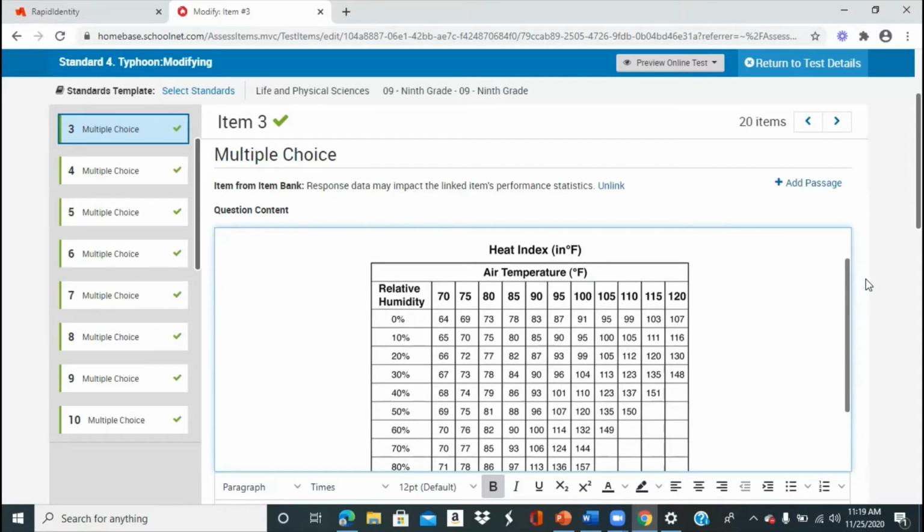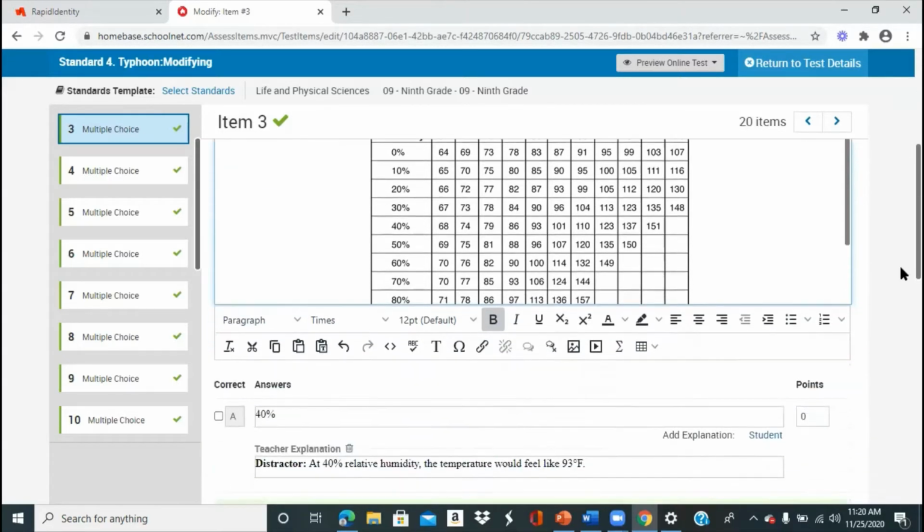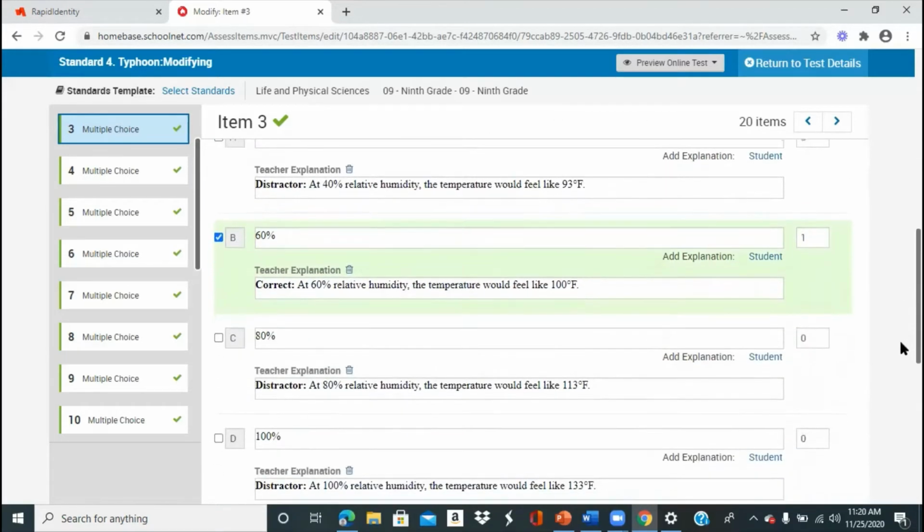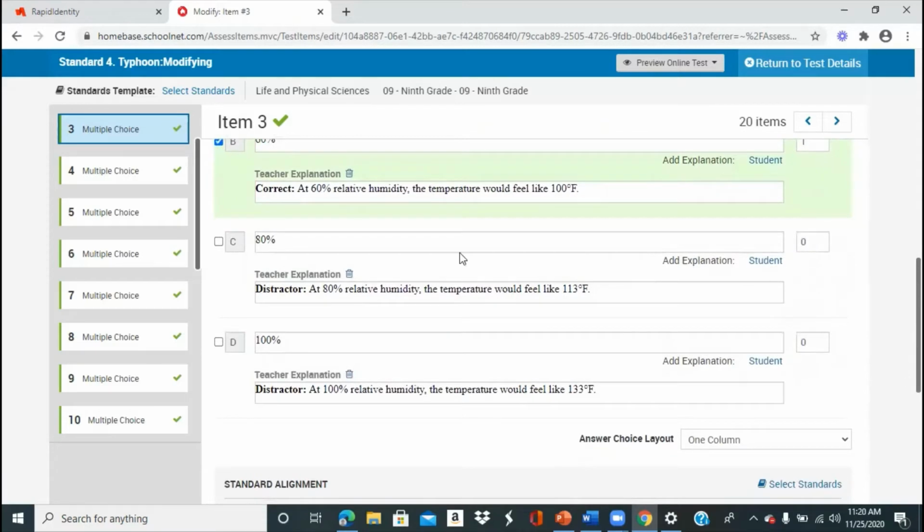So anytime you encounter this kind of chart or question, all you have to do is let one factor meet with the next factor or variable. Whatever data shows when those two variables meet would be the correct answer to choose. So it's not 40, it's not 80, it's not 100. It is 60% relative humidity.